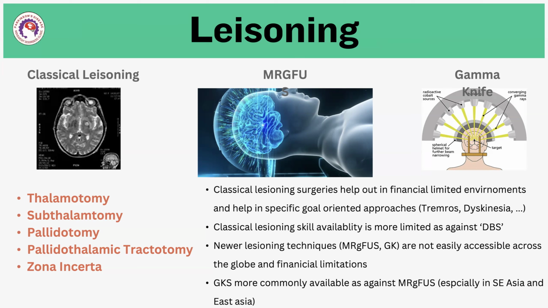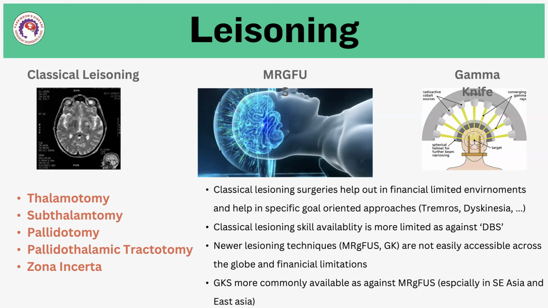One is classical lesioning, where you put an electrode, burn, and come out of the brain. Then you have MRGFUS, where you use an MRI machine as a method. By putting that MRI machine, you stimulate it, and using the ultrasound beams, you burn the part of the brain. So it's a non-surgical technique.